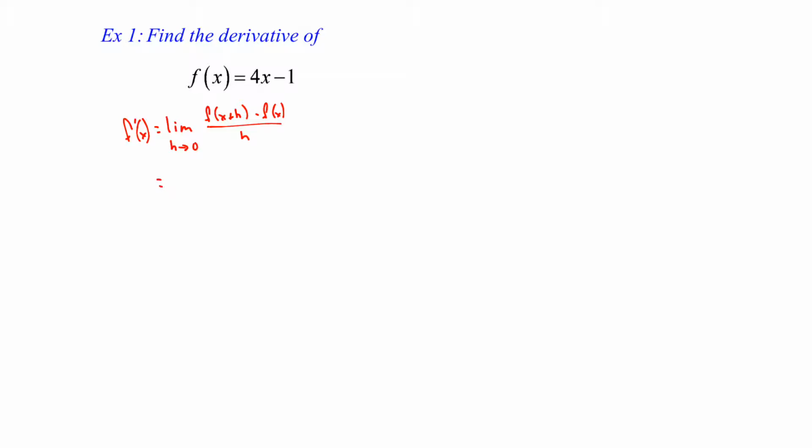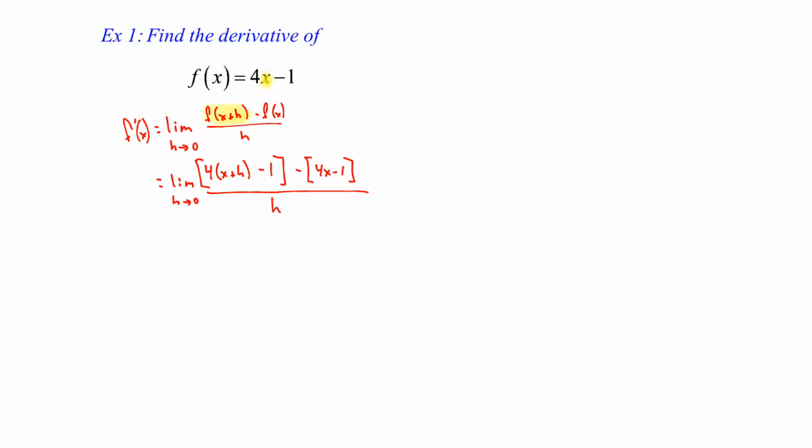So here we go. F of x plus h. This right here. Wherever there's an x, we're going to plug in x plus h. So we have the limit as h approaches 0 of 4 times x plus h minus 1. So this whole thing right here is f of x plus h, minus f of x, which is the function 4x minus 1. All of that is divided by h.